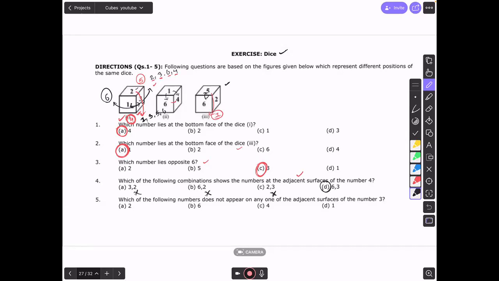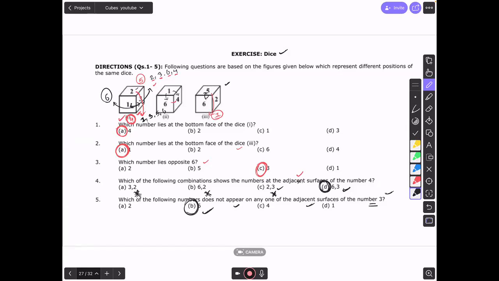Okay, so what is left? Option number D. 2 cannot be adjacent to your 4. Sorry, 2 is opposite, so it cannot be adjacent. Then which of the following numbers does not appear on any one of the adjacent surfaces of number 3? So what is the answer to this? Answer is 6, because 6 is opposite to 3. If 6 is opposite to 3, how can it be adjacent?